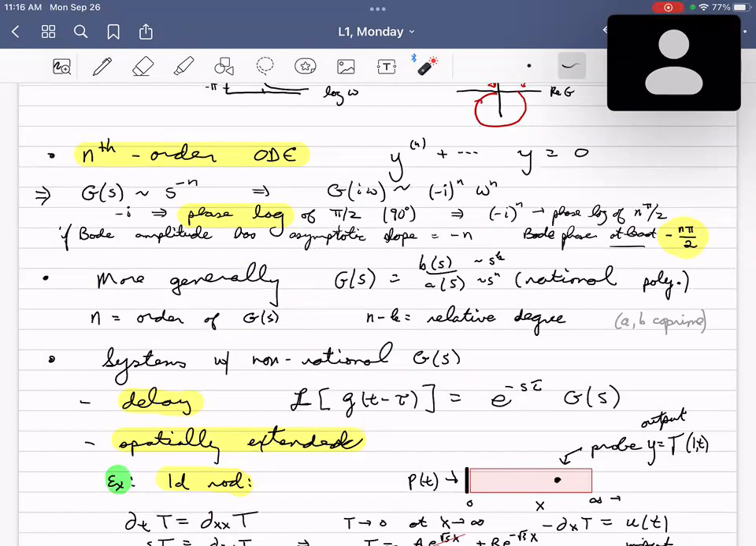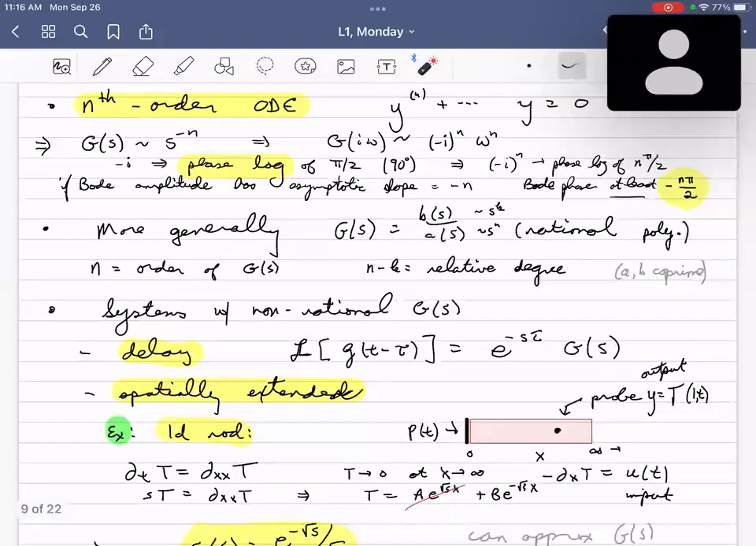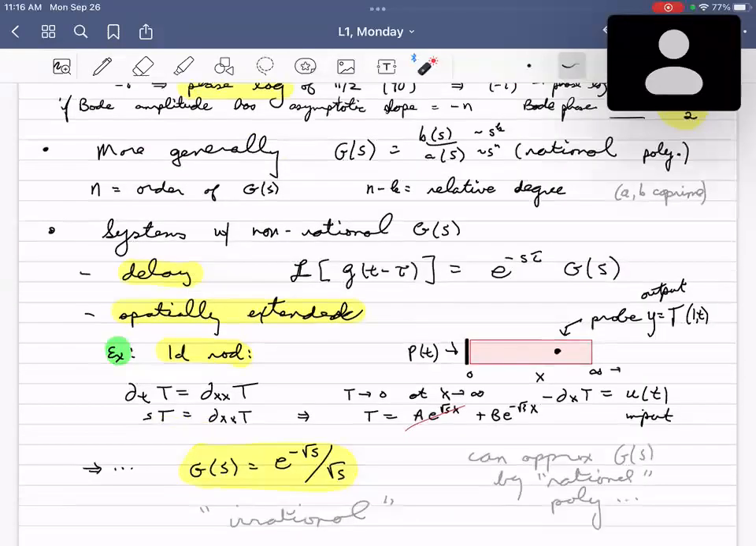So if you take the Laplace transform of a function that is delayed by some tau, then it's easy to show that this is e to the negative s times tau times the Laplace transform of the undelayed system. And so the transfer function then just becomes e to the negative s tau, or if we scale it, e to the negative s tau. And so that's not the ratio of two polynomials.